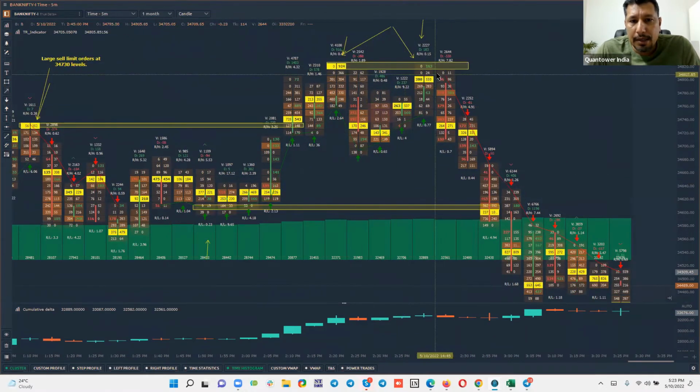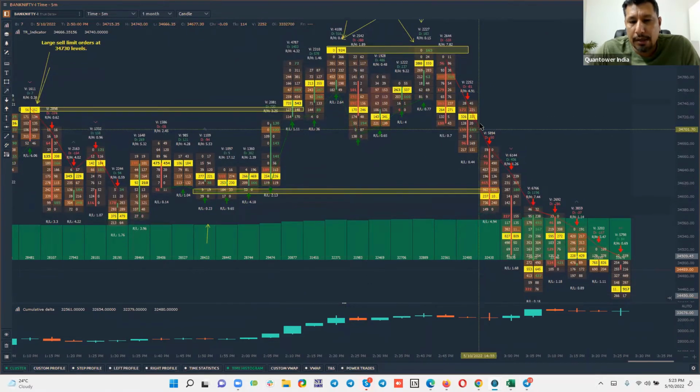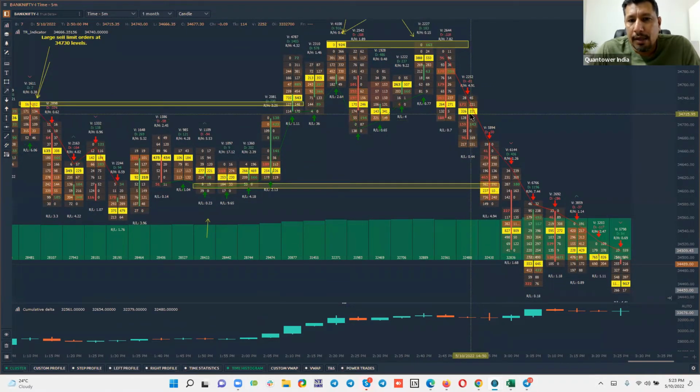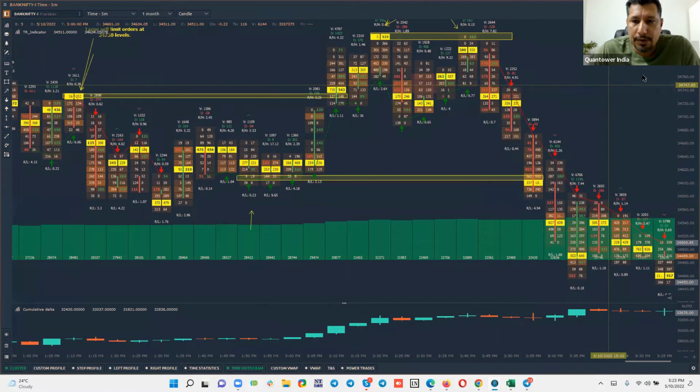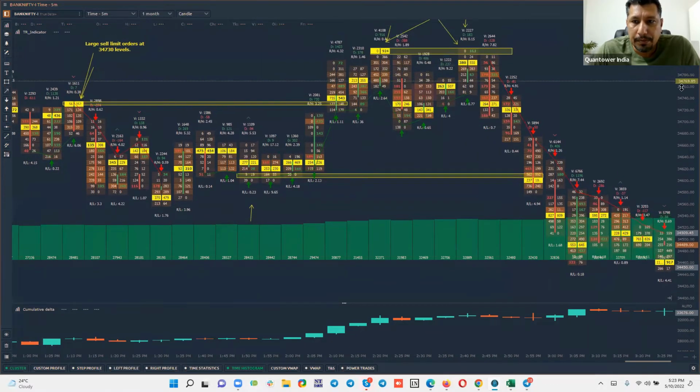The market made a high here. Again, the market made a high. So this again could have been another trade that you could have taken. However, the risk would have been much higher here as compared to the previous 2 or 3 setups that we saw on point of control.